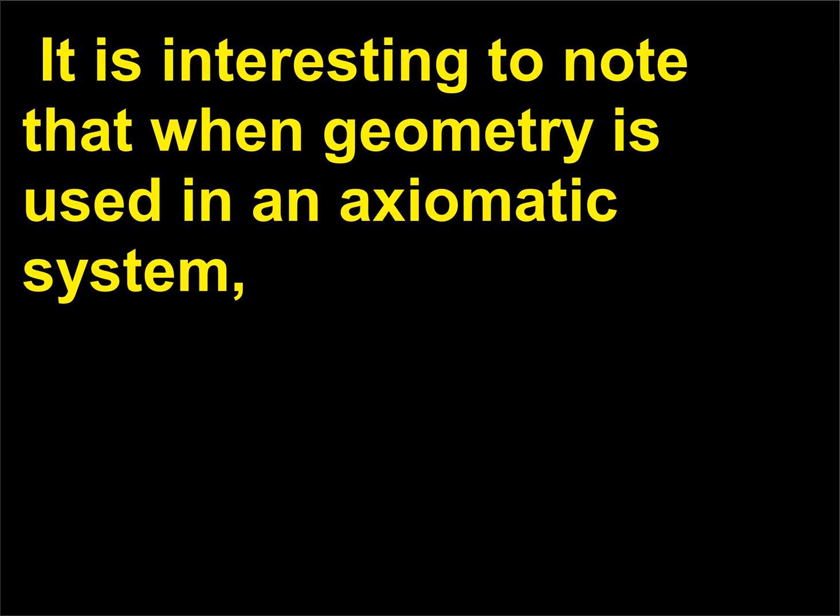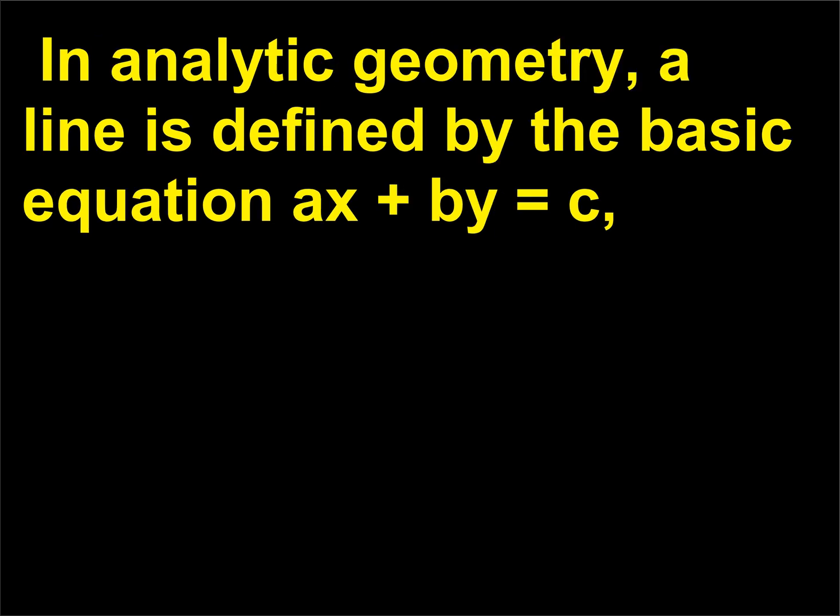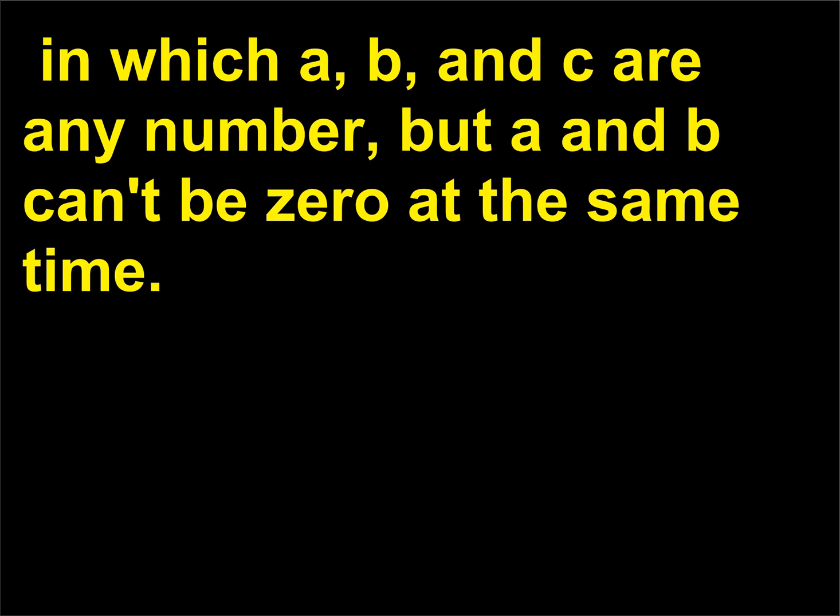It is interesting to note that when geometry is used in an axiomatic system, a line is usually considered an undefined term. For more about axiomatic systems, see Foundations of Mathematics. In analytic geometry, a line is defined by the basic equation ax plus by equals c, in which a, b, and c are any number, but a and b can't be zero at the same time.